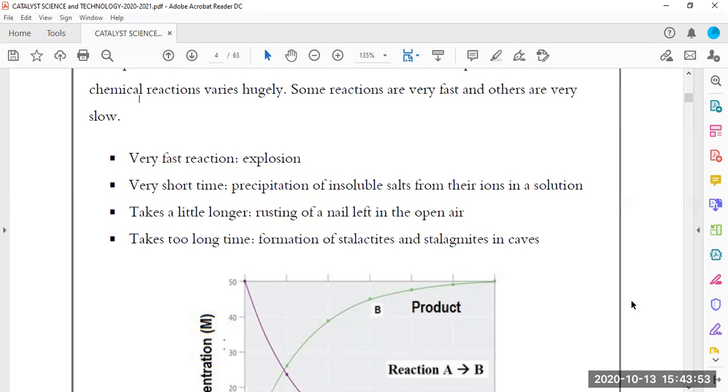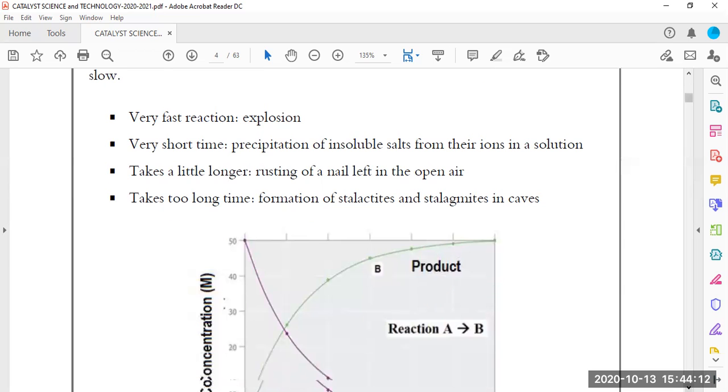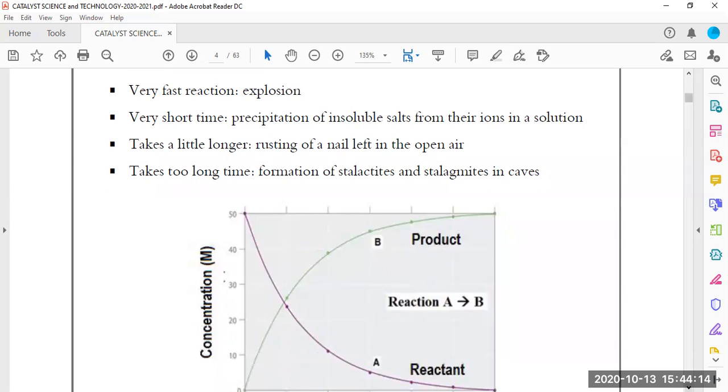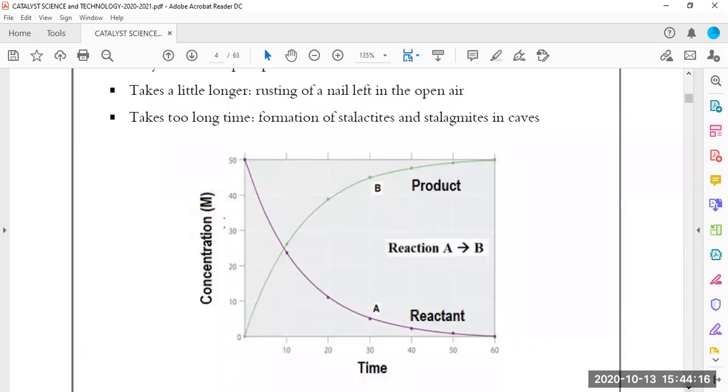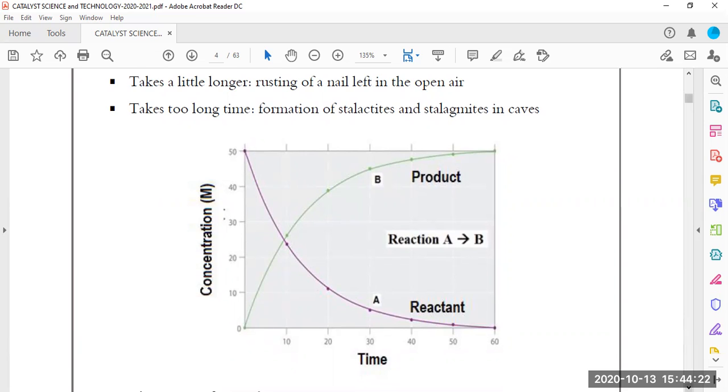Some take a very long time, like formation of stalactites and stalagmites. I don't know if you have any idea about stalactites or stalagmites. Anyway, your aging is a very long time. When you're growing up, again, it's a change happening in your body, but it takes a very long time.